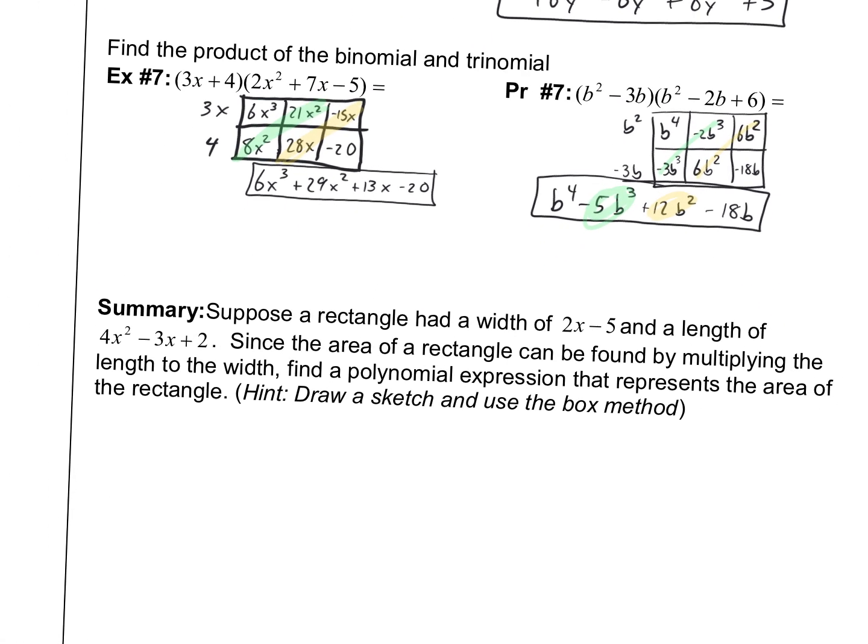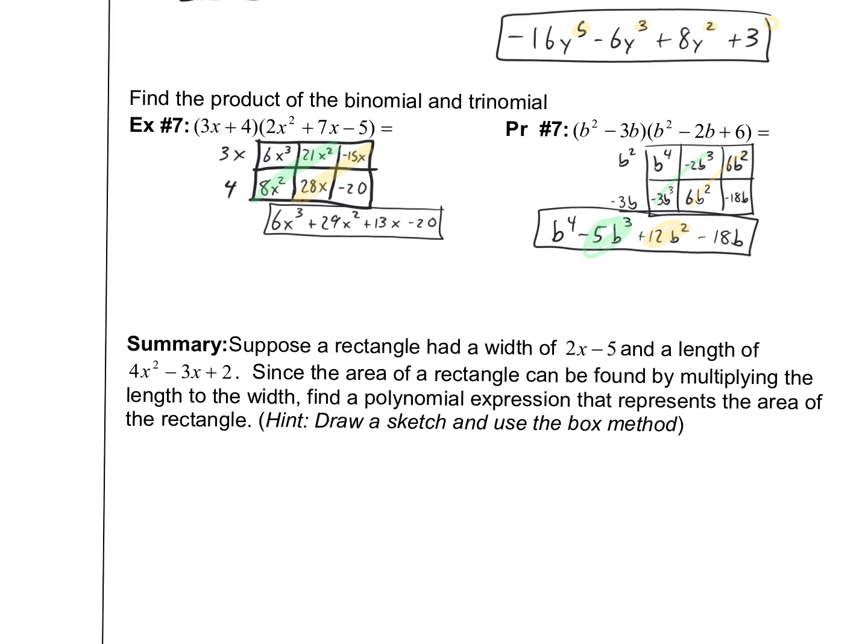Now, for the summary. It says, suppose you had a rectangle with a width of 2x minus 5 and a length of 4x squared minus 3x plus 2. Now, we don't know what the x is here. It doesn't matter, though. We're just saying, hypothetically, you got a width of 2x minus 5 and a length of 4x squared minus 3x plus 2. By the way, a rectangle is just another name for a box.